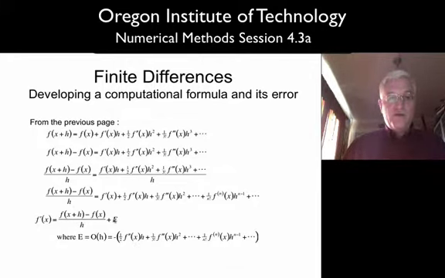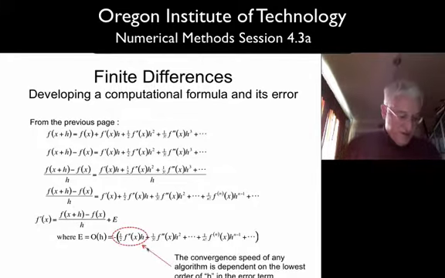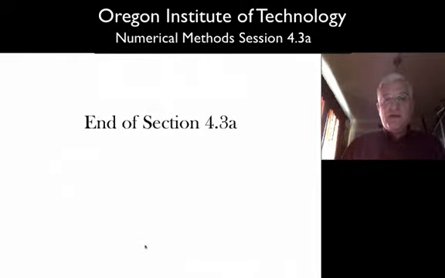So that's where we're going with this finite difference, and of course the convergence speed is going to be directly related to that h value. So that ends section 4.3a on the definition of at least a first order derivative, and we will come back to this on our next session.